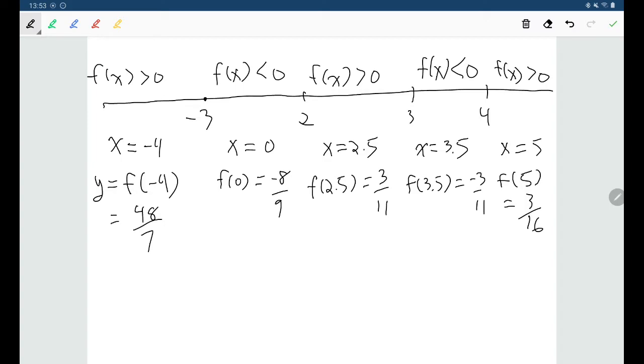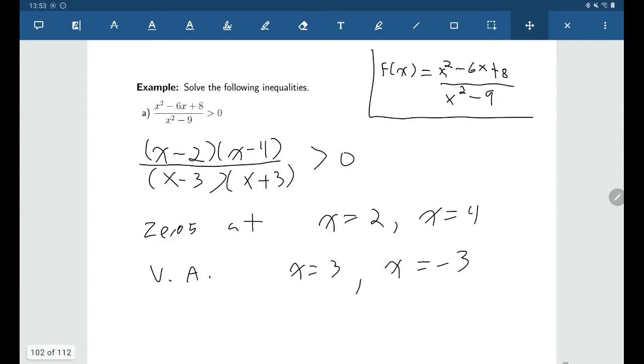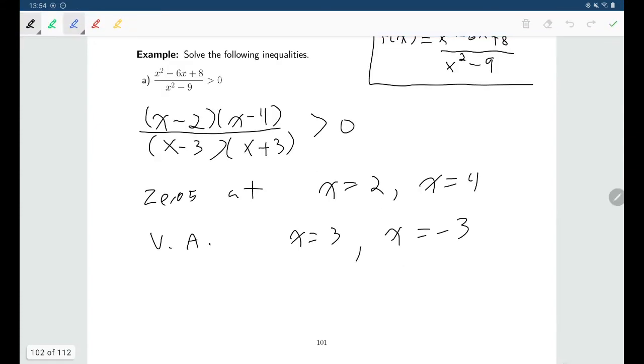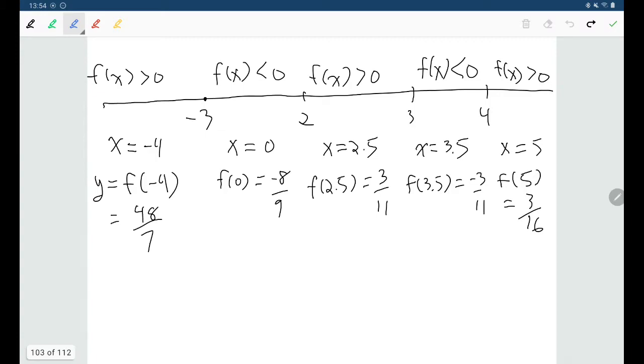So what we were interested in for this function is all the places where this function is greater than 0. We were looking for where f of x is above the x-axis. And so where are we above the x-axis? Well, we're above the x-axis when we're to the left of -3, also between 2 and 3, and also when we're to the right of 4.